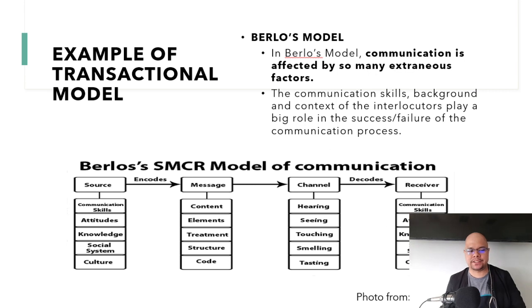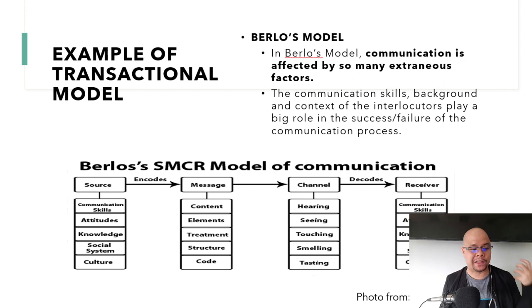Okay, finally, for the transactional model, we have Berlo's model. And as you may remember, the transactional model takes into account the context, both relational, physical, and psychological. So here, communication is affected by extraneous factors, outside factors which are found in both the relational contexts or the physical and psychological context. So we have Berlo's model, or what we call the SMCR model: source, message, channel, and receiver. However, there are certain factors which have to be considered under each of those components.